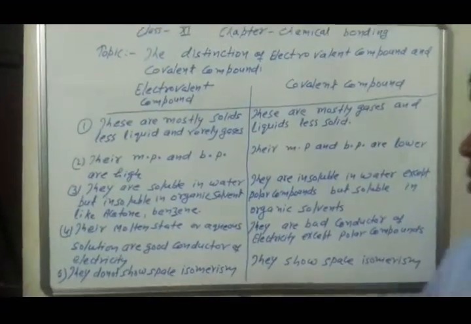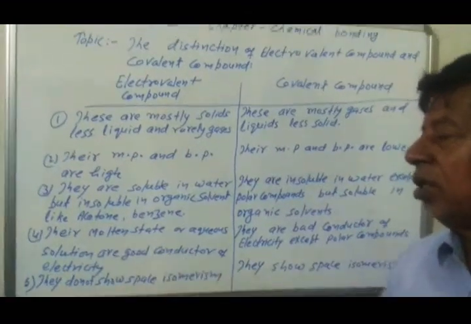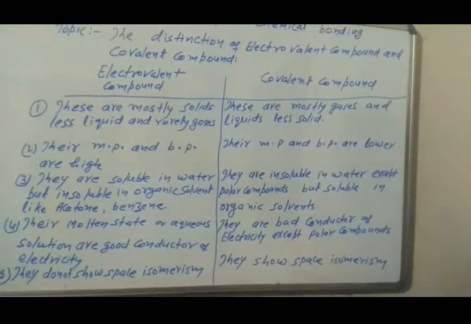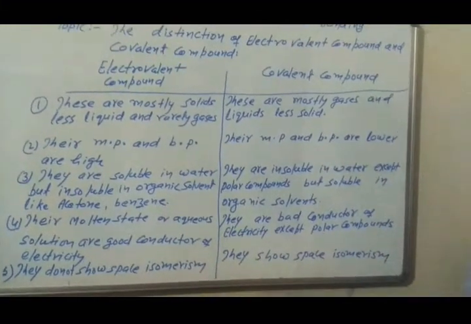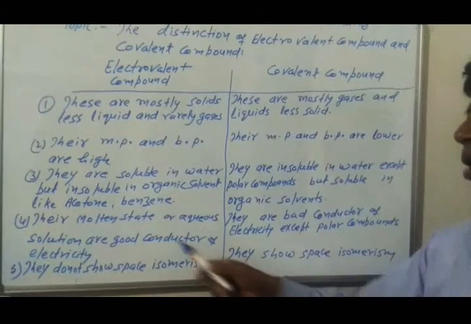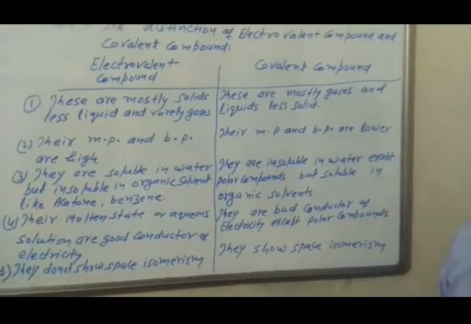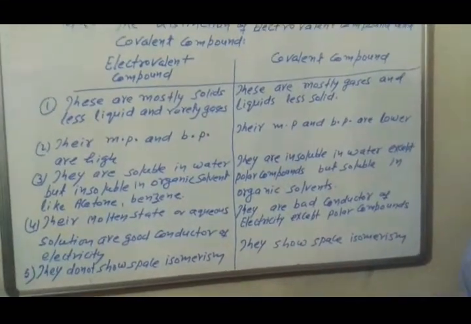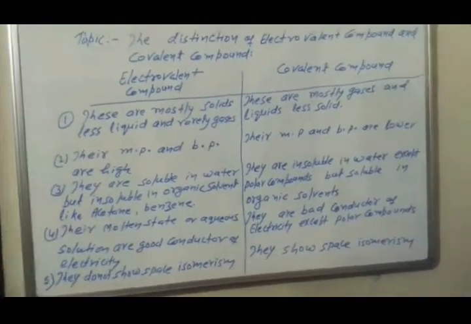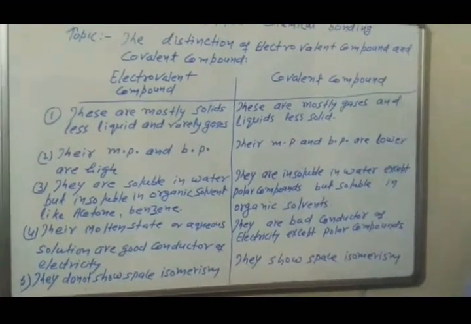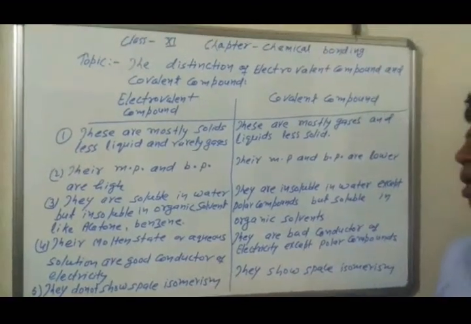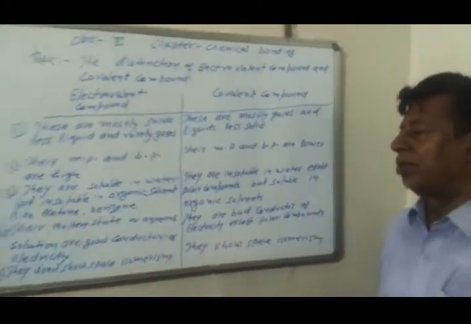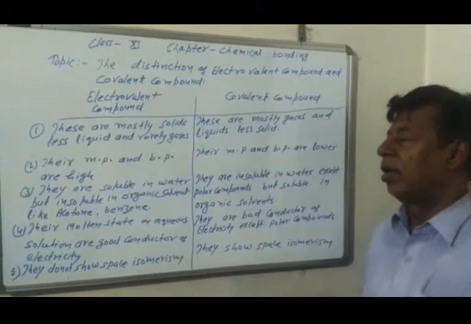Next point, the molten state or aqueous solution of electrovalent compounds is a good conductor of electricity because in the molten state or aqueous solution the ions are formed, which are the carriers of electric current. Thereby the molten state or aqueous solution of electrovalent compounds is a good conductor of electricity.